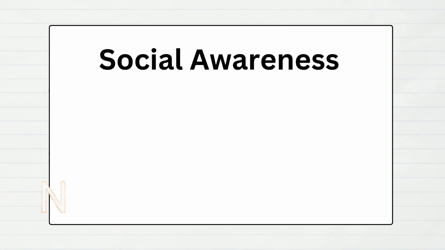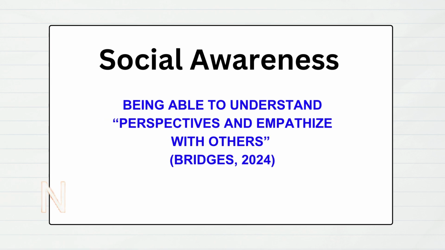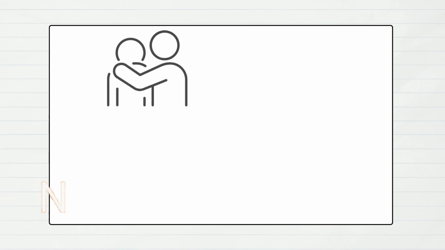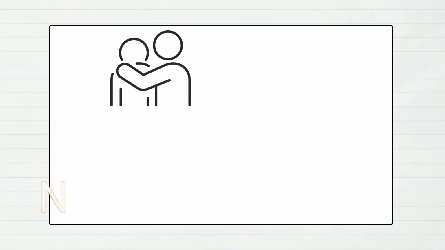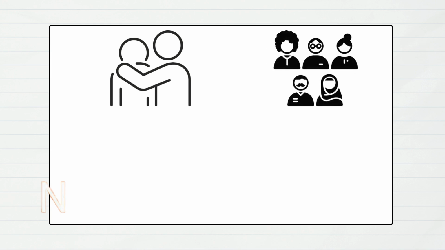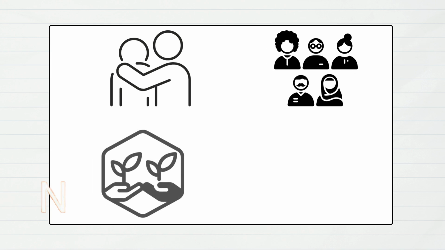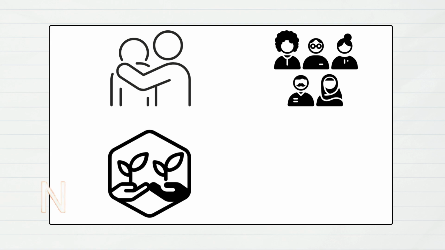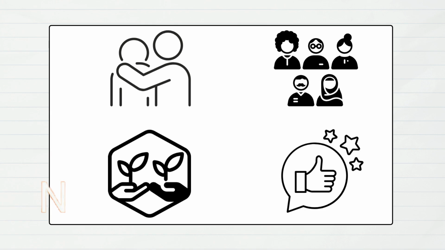The fourth domain in SEL is social awareness. Social awareness is being able to understand perspectives and empathize with others. Social awareness can appear in the classroom by students showing empathy to one another, celebrating cultural differences, creating classroom community service projects, and positively reinforcing behaviors that show empathy, kindness, and thoughtfulness.